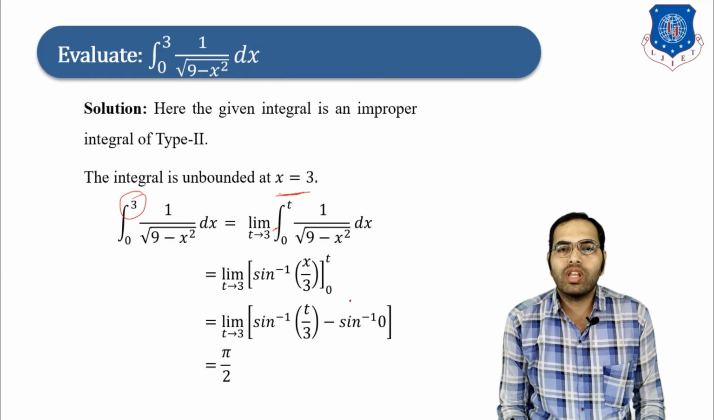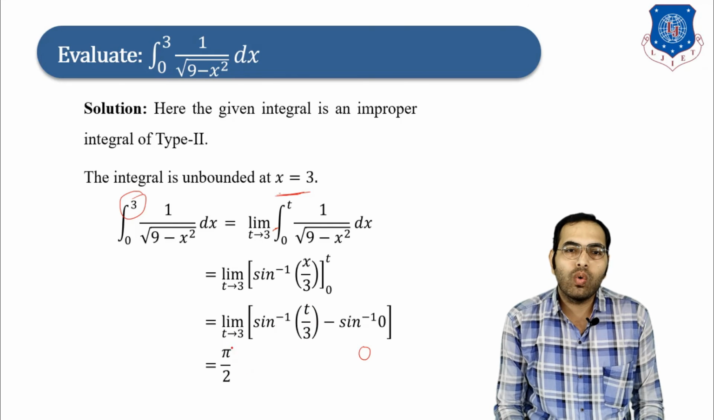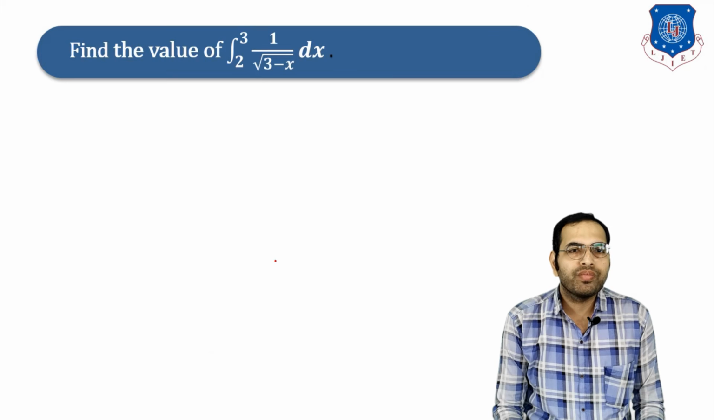You are all aware that the value of sin inverse 0 is 0. Then substituting t as 3, the 3s cancel out, and sin inverse 1 is pi by 2, which is a finite answer. If our answer is finite, then the given improper integral is convergent and its value is pi by 2. Let's check out one more example.